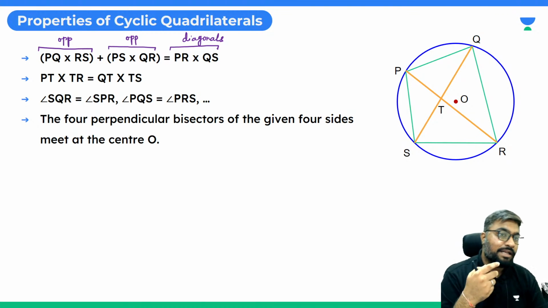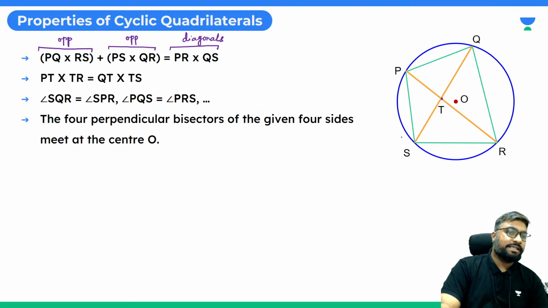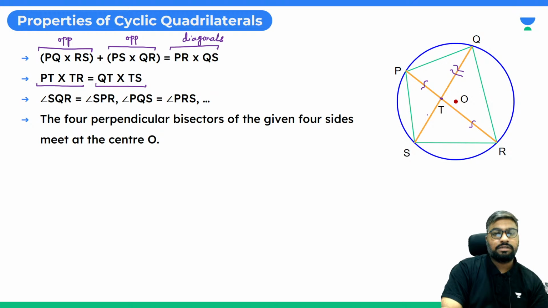Next, let's say T is the point where these diagonals intersect. So PT into TR will be equal to QT into TS. Point T may not bisect the diagonals, but this product will always be equal. PT into TR will be equal to QT into TS. They are not bisecting, so their lengths are not equal, but the product will be equal.